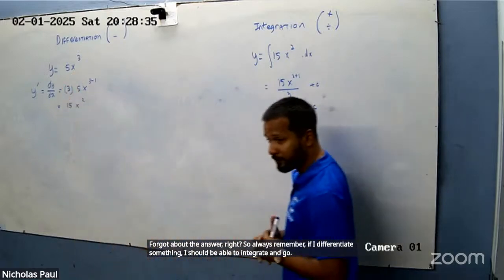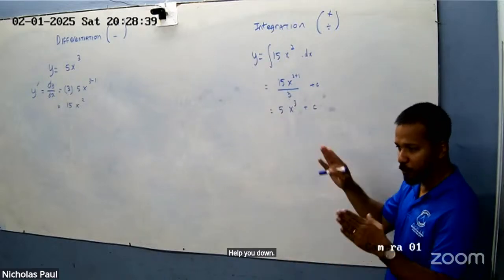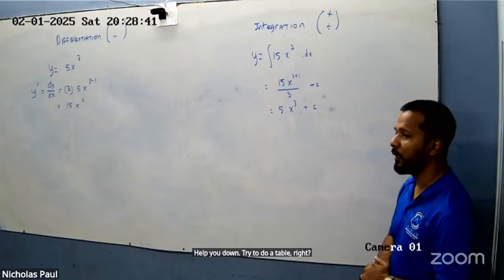So copy it down. What you can do is do a table. Keep everything side by side.